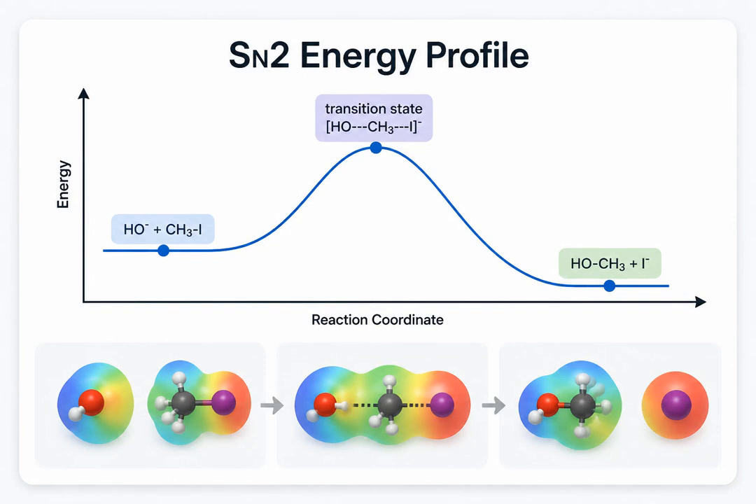If we map this concerted process on an energy diagram, we see a single smooth curve. The reactants start at a certain energy level and must overcome an activation energy barrier to react. The peak of this barrier is the transition state. It is crucial to understand that the transition state is a fleeting point of maximum energy, not a stable intermediate that can be isolated.